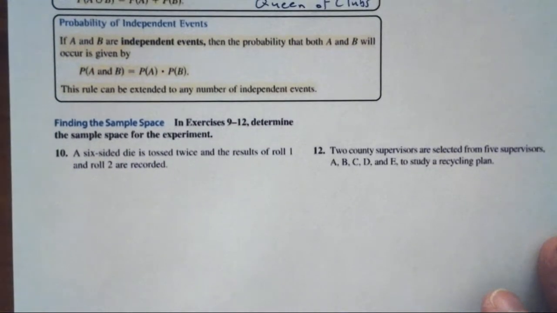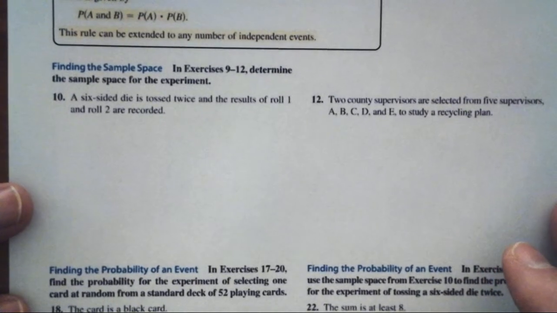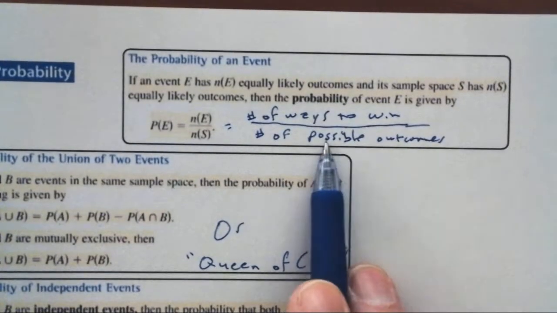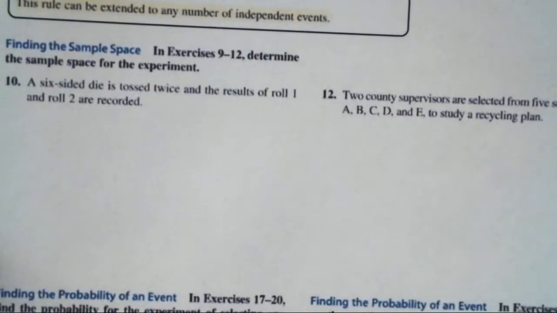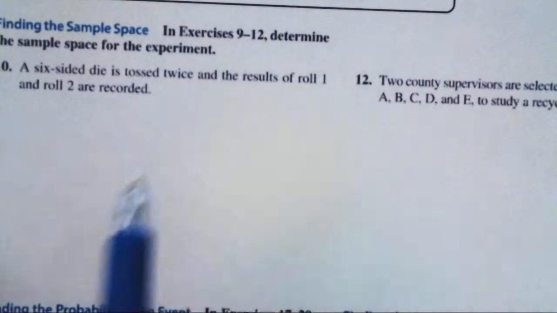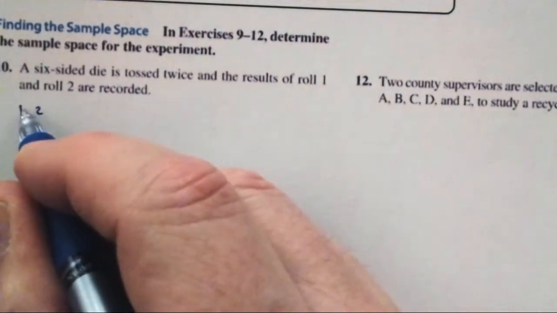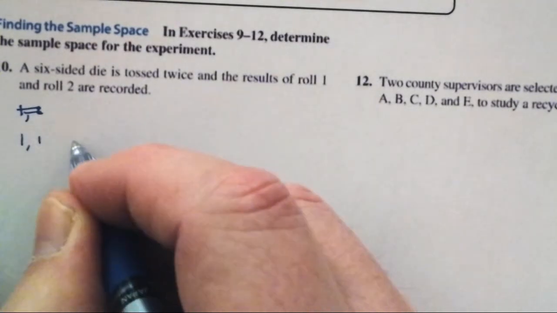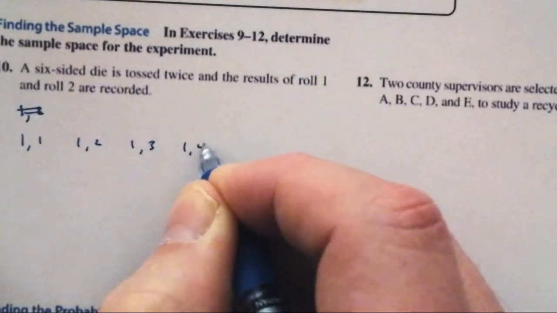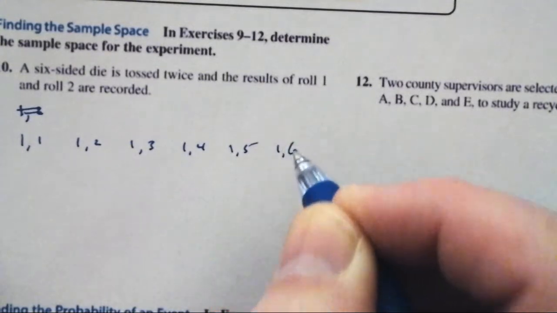A six-sided die is rolled twice, and the results of roll one and roll two are recorded. We're just looking for the sample space. This is the number of possibilities, which is basically what our denominator becomes, the number of events in the sample space. Well, we could roll a one and a one, or a one and a two, or a one and a three, or a one and a four, or a one and a five, or a one and a six.